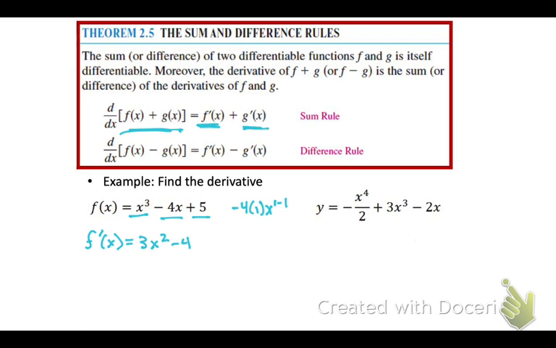Okay, what do you notice about this and this? It goes down by 1. Why is it going down by 1 degree? Because we followed the rule. We subtracted 1. So this equation, the top equation, where did the 5 go? The derivative of any constant is 0. So it went to 0.